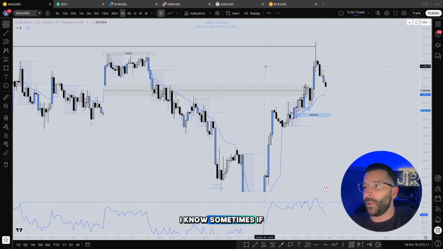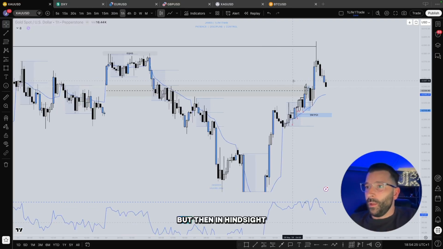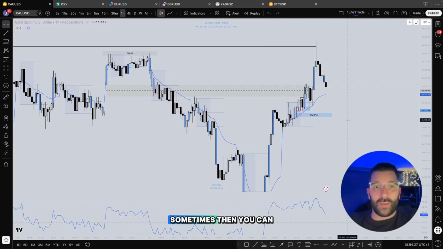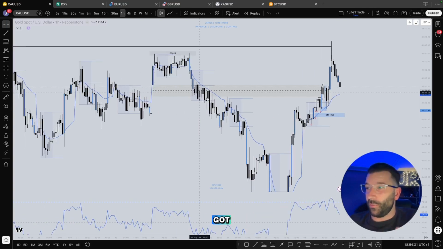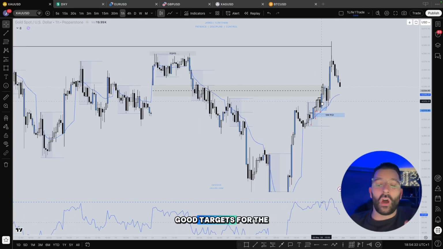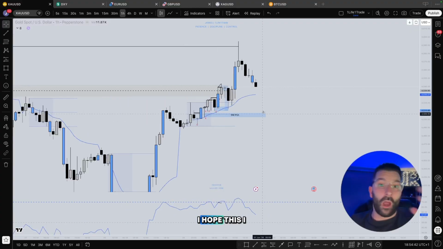I know sometimes if you've not marked it up, it reacts and you think, whoa, what is gold doing? But then in hindsight, sometimes you can see why it's done it. But if you're marking stuff up, you've got your areas, you normally get good targets for the gold or whatever forex pair you're on, for it to be going where it wants to go. Anyway, I won't keep rambling. I hope this trade breakdown really helps.